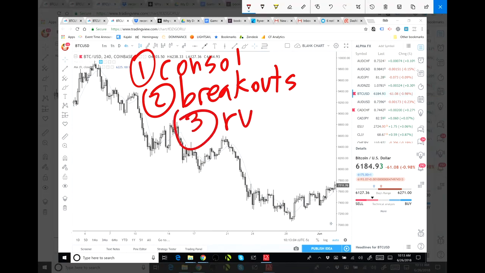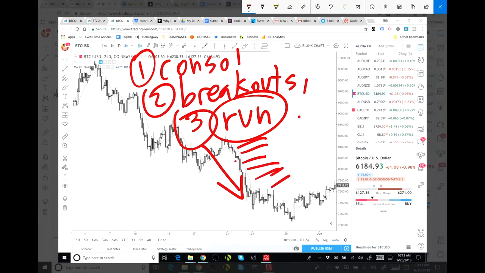And then element number 3, or formula number 3, or recipe part 3, is a run. It's a move in one single direction that continues uninterrupted with very little retracement. Bearish candle, bearish candle, bearish candle, bearish candle, boom, boom, boom. That's what a run looks like. It's just multiple candles, bars, and movement in the same direction.